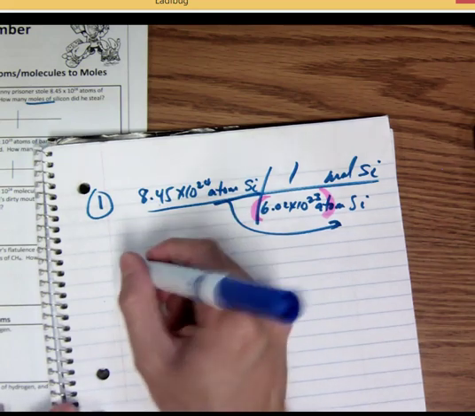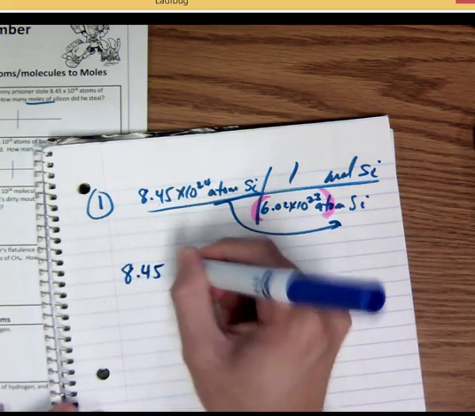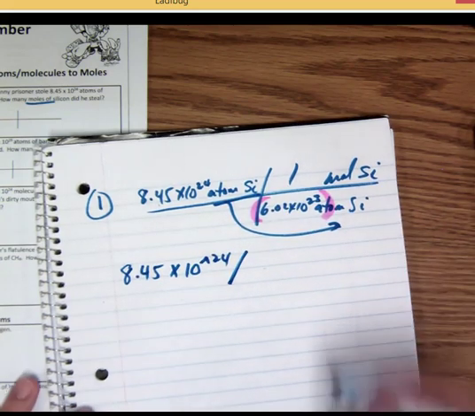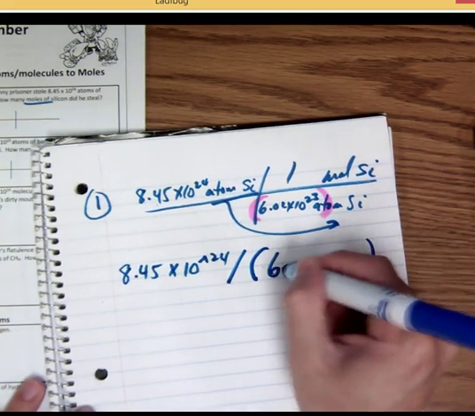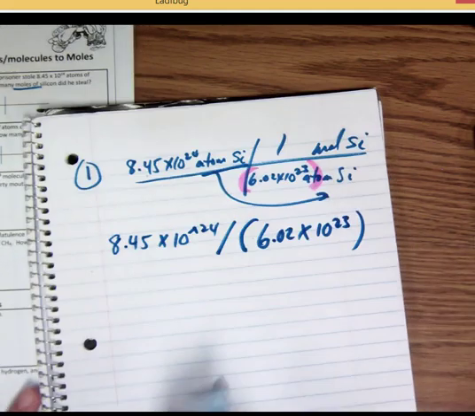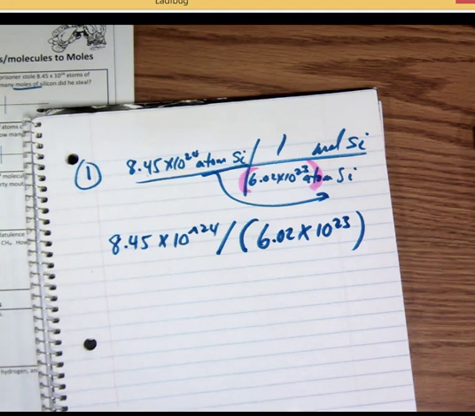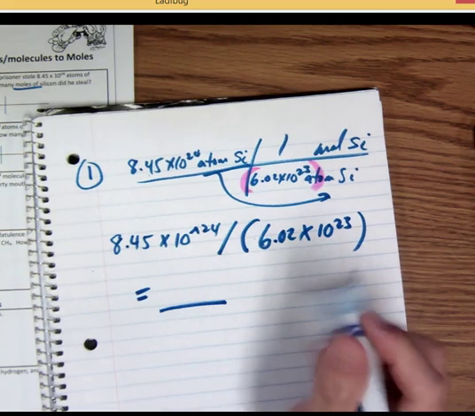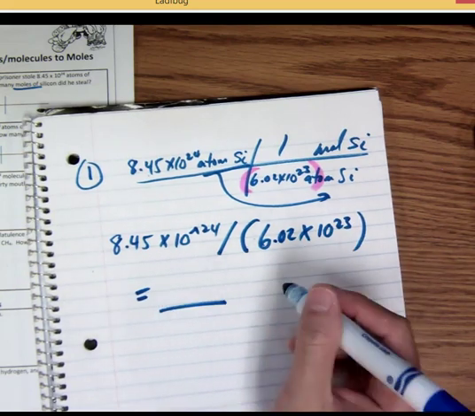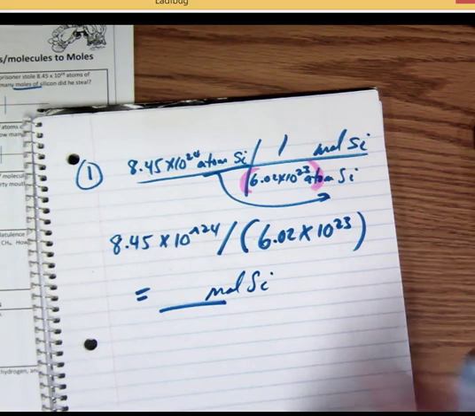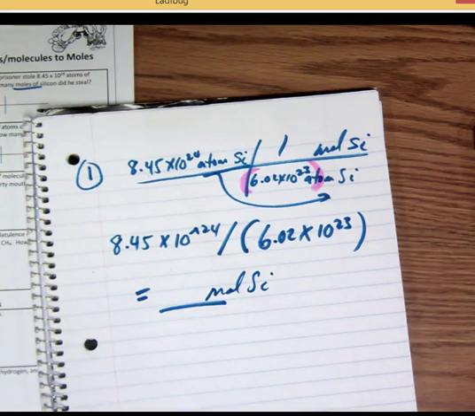So when you type it in your calculator, you put 4.85 times 10 to the 24th. When you divide, make sure you put parentheses around 6.02 times 10 to the 23rd. When you divide, you must have the parentheses for everything underneath. Okay, and when you do that, you get your answer. Keep it to 1 or 2 decimal places. It'll be moles of silicon. Okay, that's that part.